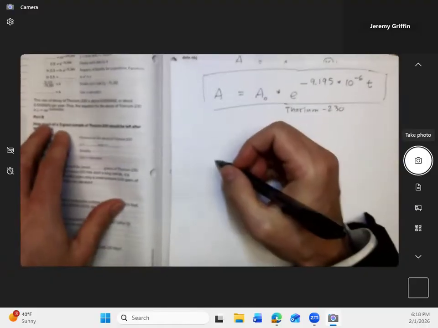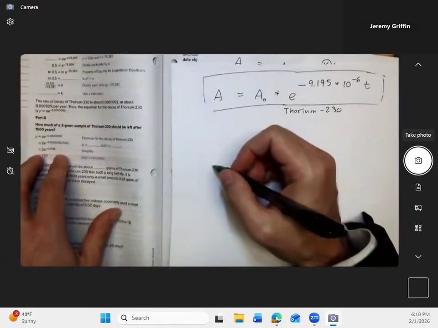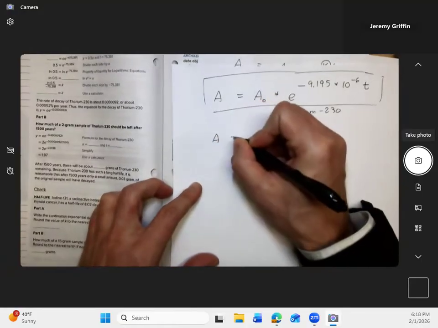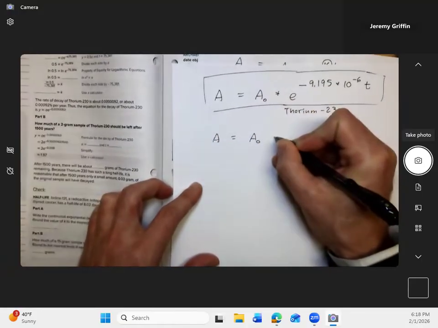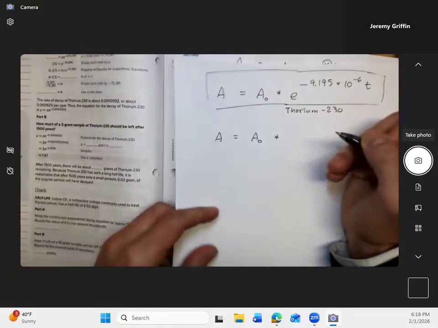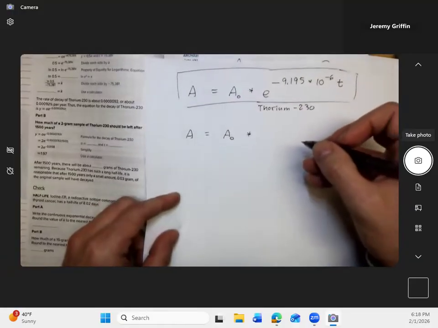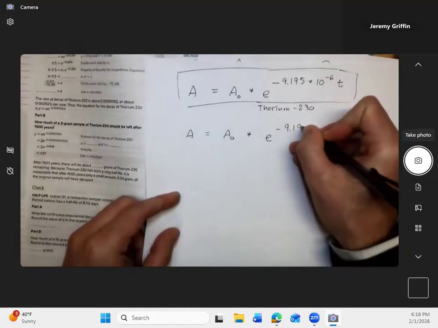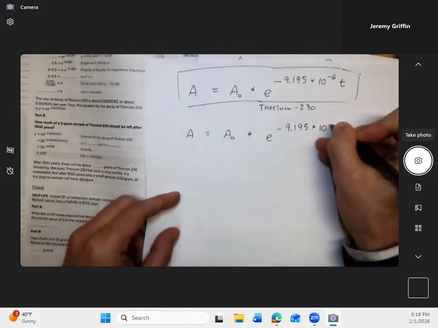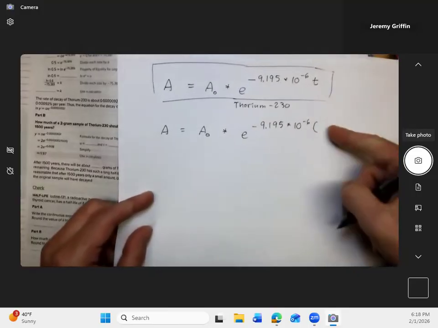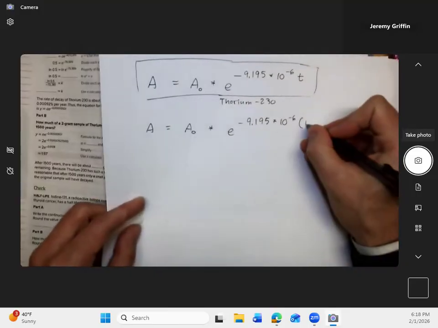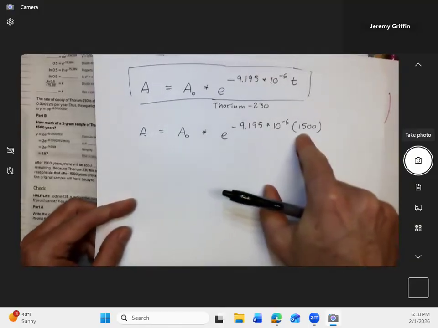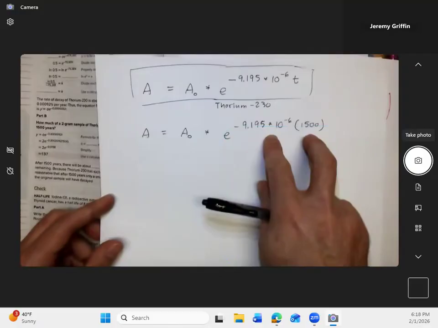We're going to find out. Okay, so after 1500 years, the amount is equal to the initial amount times e to the negative 9.195 times 10 to the negative 6. And then for t, we're going to put 1500. Now the k value is 1 over years and the t is in years, so the units cancel. Plug it in the calculator.